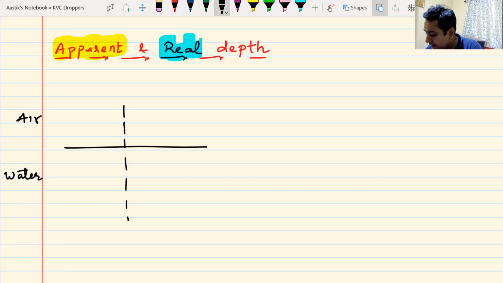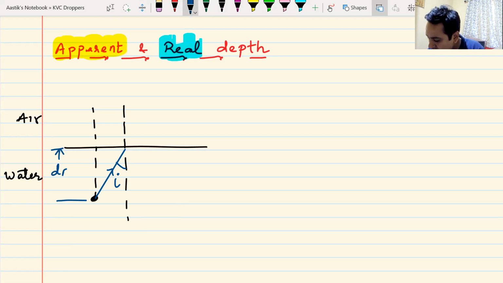Let us say that there is a coin here, and you are trying to watch it from outside. Now, let us say a ray of light is going like this, striking here at an angle of incidence i. Now, this is the real depth, dr. This is the actual depth, dr. Now, when it goes from water to air, water is denser, air is rarer. So it will bend away from the normal. Do we understand this? This is r.